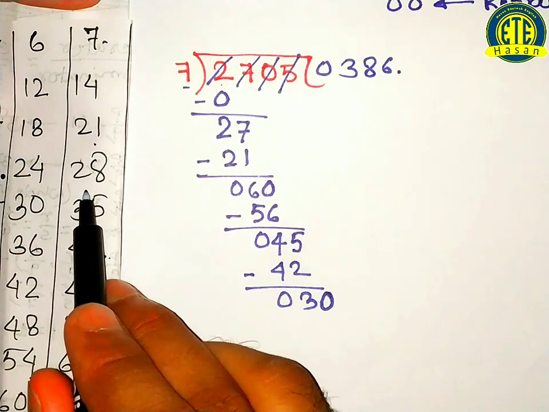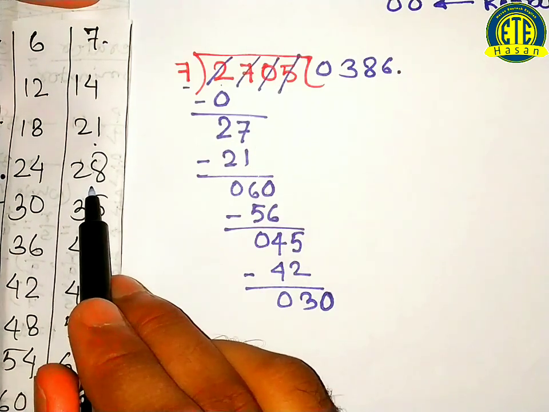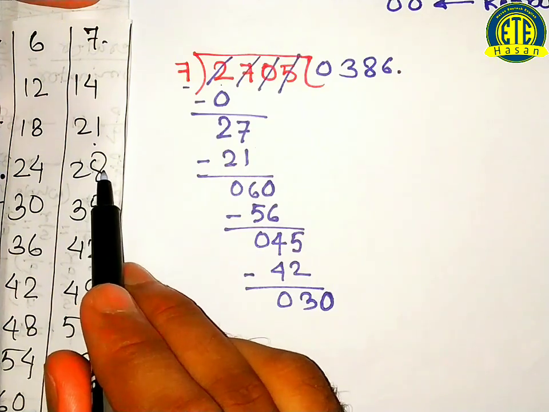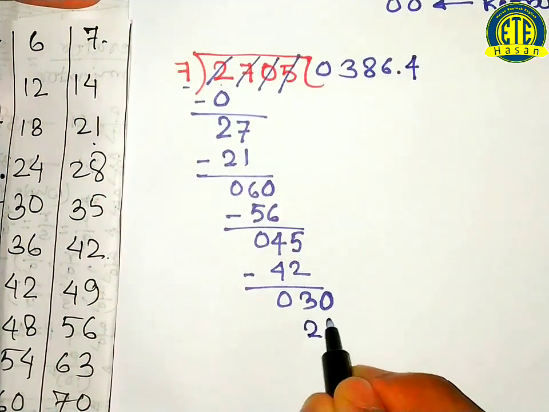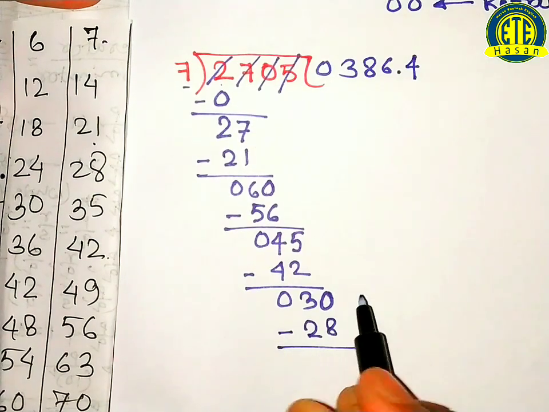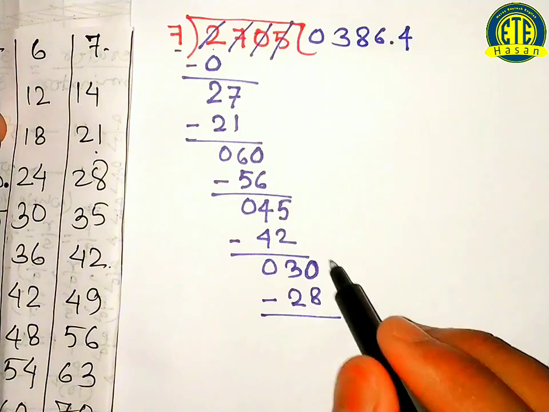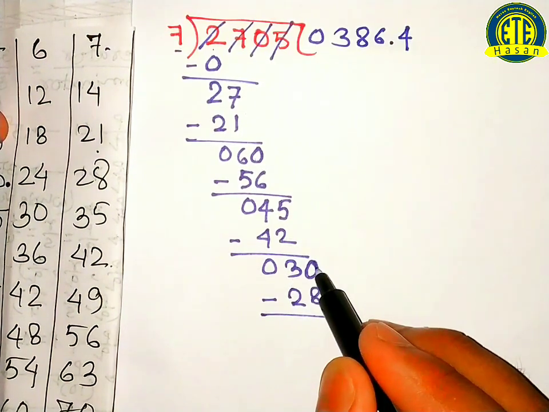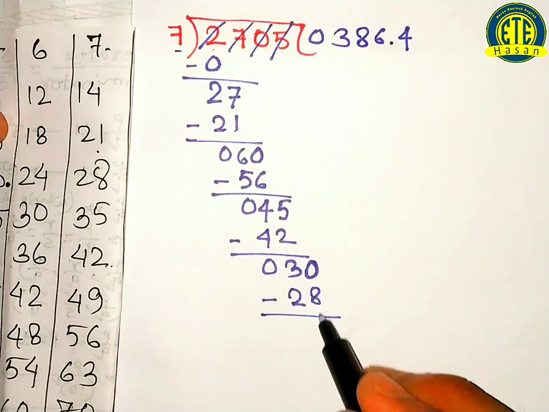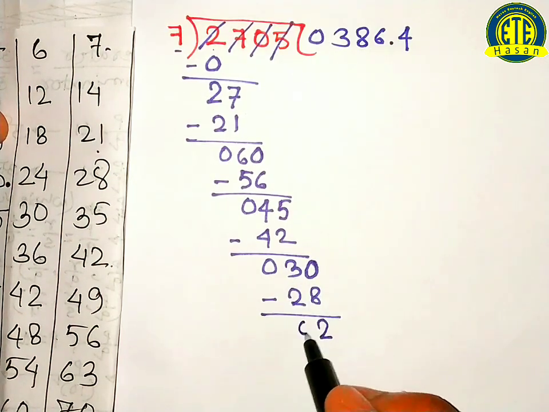Now count 7 up to 30 or below 30. 30 lies between 28 and 35. So here is the 30. We have to count up to 28. 7 4 is 28. Now subtract it. 0 minus 8, I can't subtract, so 3 will give 1 carry to 0. 0 will become 10. 10 minus 8 will be 2. 2 minus 2 will be 0.